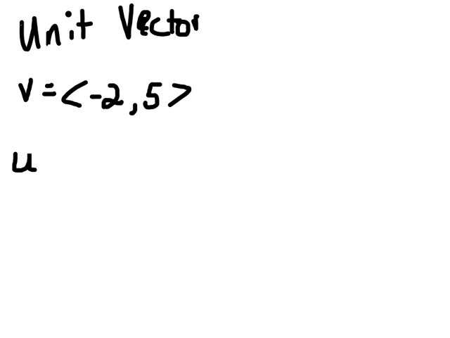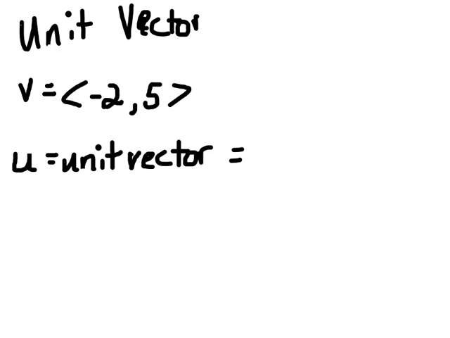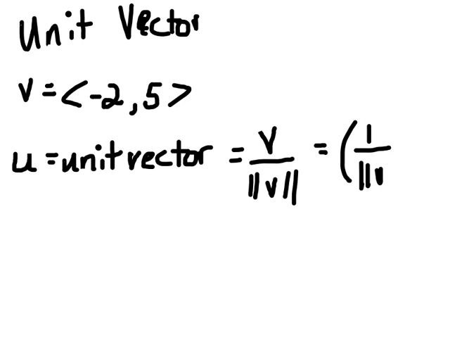The unit vector would be denoted by u, and sometimes they use u and it's not the unit vector, so you have to look at the context of the problem. But if I want to find u, the unit vector, I take the vector v and place it over the magnitude of v. Another way they'll write it is 1 over the magnitude of v, times v, the original vector. These are the formulas that are given in your book.